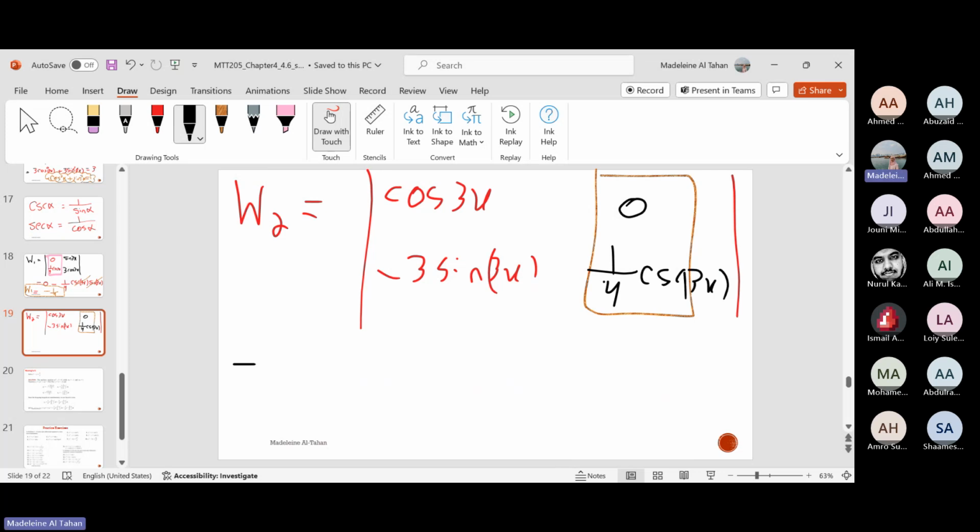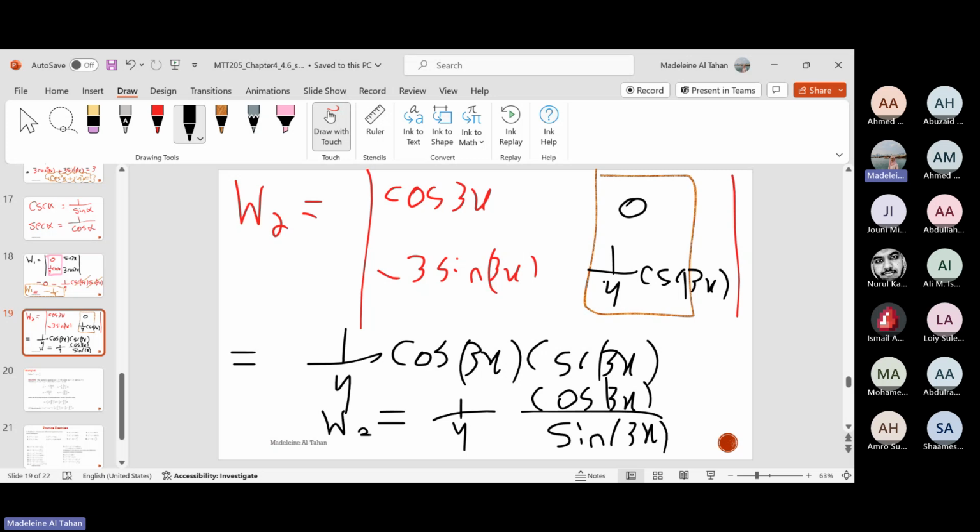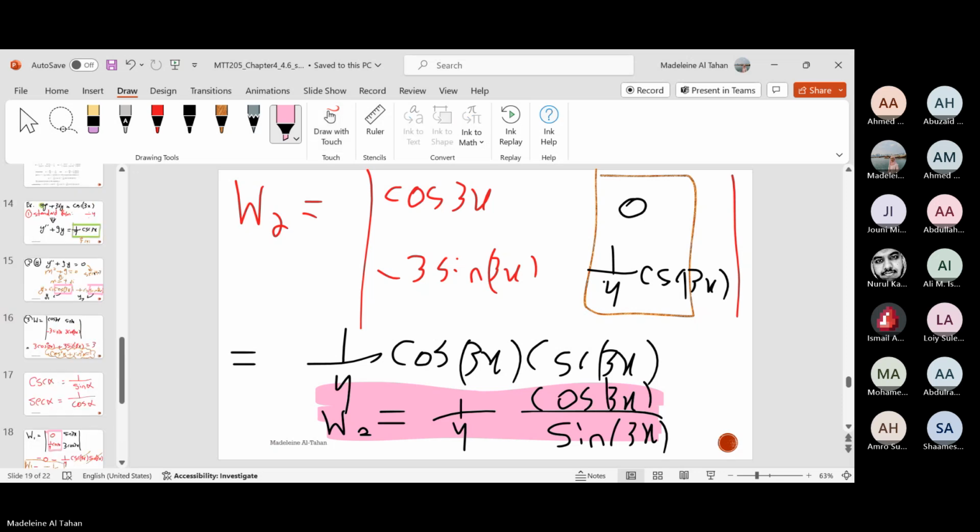What will be the determinant here, miss? Cosine, I think. Right, miss? Yes. 1 over 4 cosine 3x. At this moment, I will keep it this way. Sine 3x. Okay, so this one is W2. We'll put it in a box.